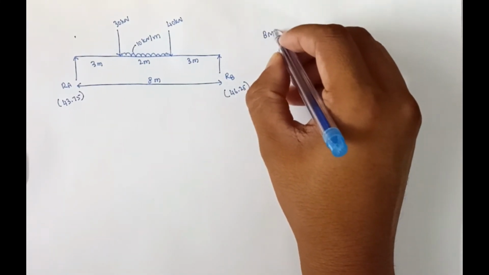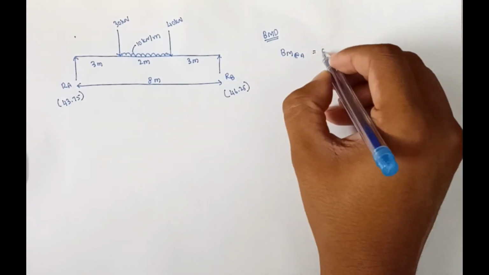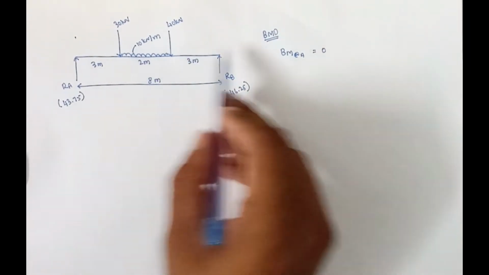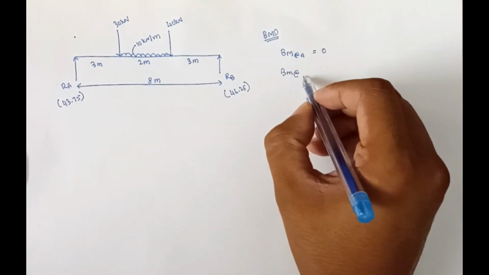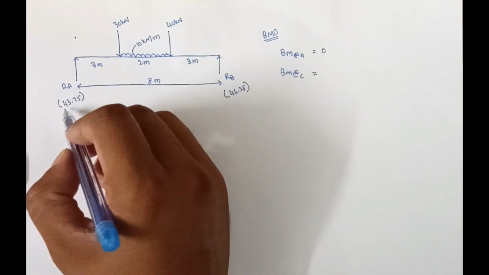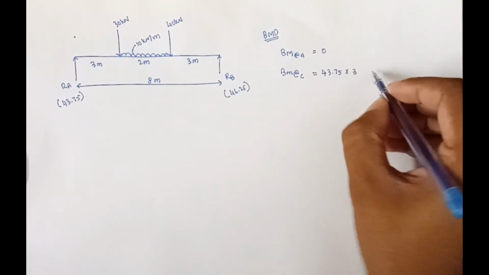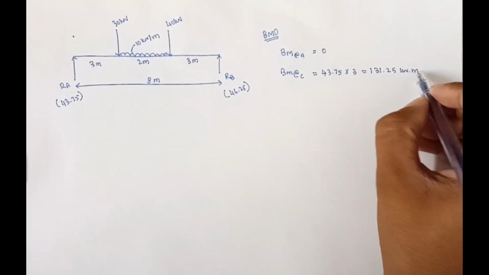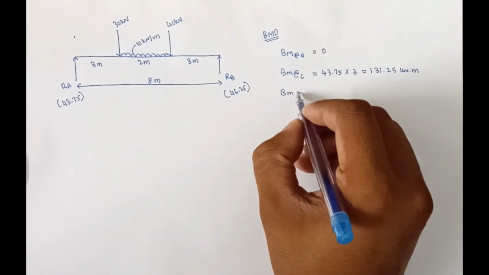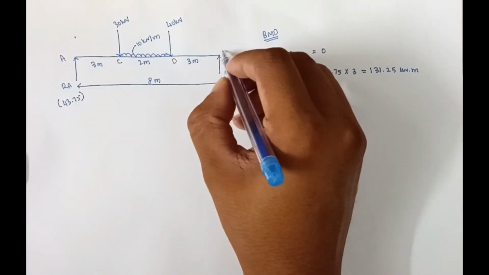Now the bending moment diagram. Bending moment at A is equal to 0, because in a simply supported beam both end bending moments are 0. The bending moment at C, we have only one point load, so 43.75 into 3 meter equal to 131.25 kilonewton meter. This is A, C, D and B.